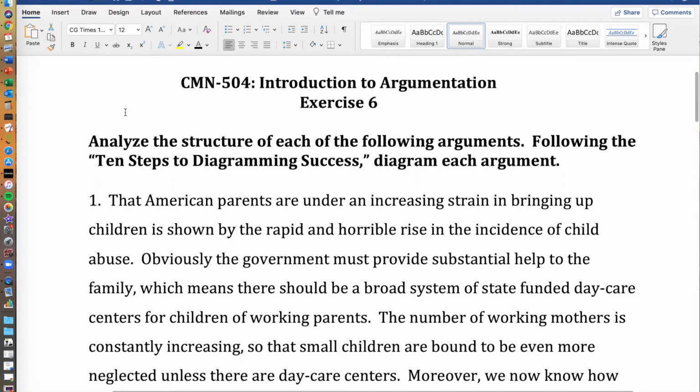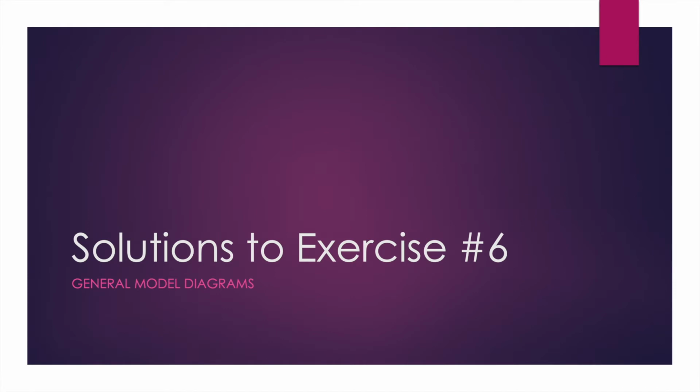To do this, I'm going to turn to a PowerPoint presentation. We can do this a little more efficiently if we see this already marked up and diagrammed, and I'll talk about each of the examples that way. So here are the solutions to exercise 6, the final general model diagrams, and something about the steps that I took to produce these general model diagrams.